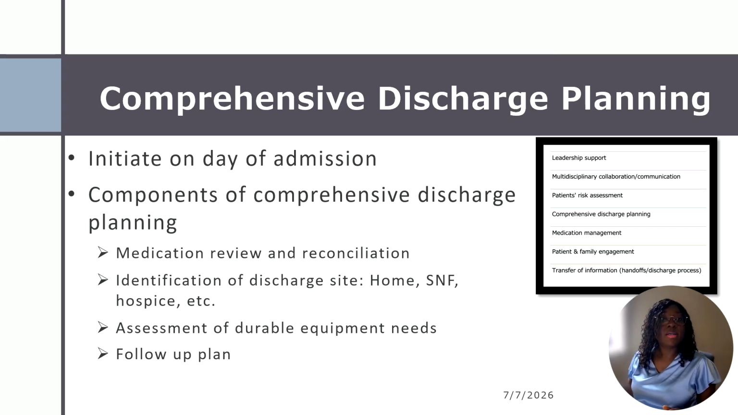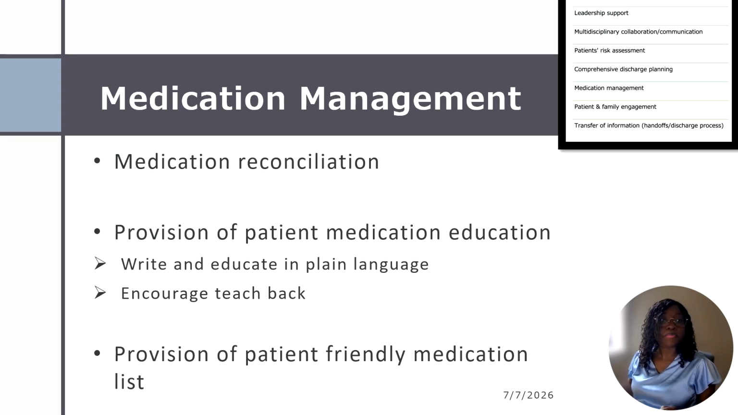Number four, comprehensive discharge planning, and this should begin on the day of admission and continue through discharge. This includes medication reconciliation, discharge site identification. In other words, is the patient going home or to the nursing home? Would they need durable medical equipment to support them at discharge? Also, create a follow up plan.